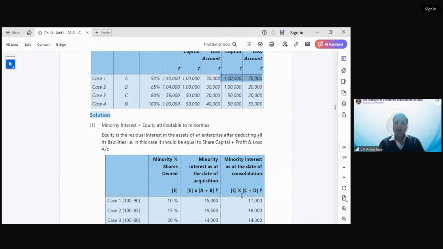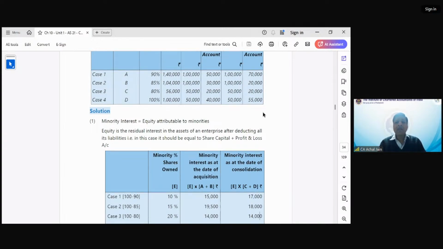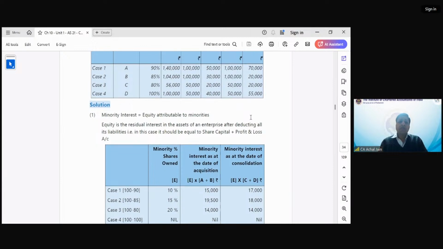Similarly, if you look at the net assets on the balance sheet date, it is 1,70,000. So on the balance sheet date, proportionate share of minority will be what? 10% of this. Simple. Easy to compute. Yes or no? Yeah. Simple. Okay, great. Similarly, we can compute this minority for case 2, 3, 4.